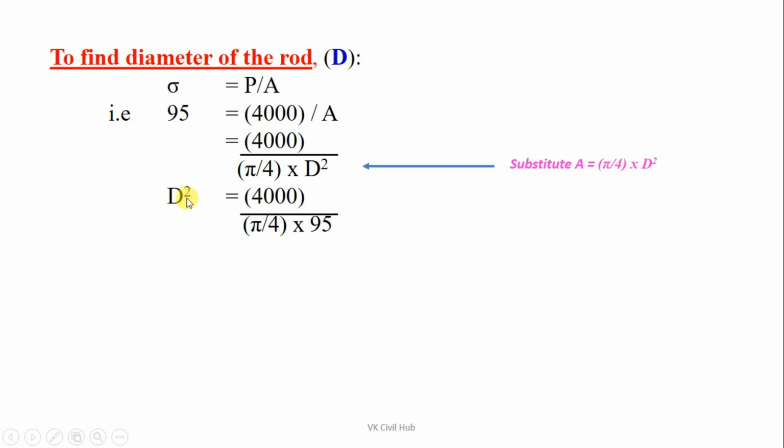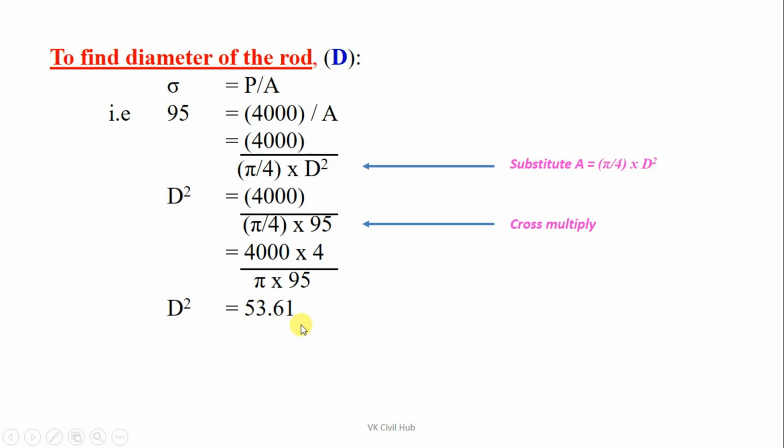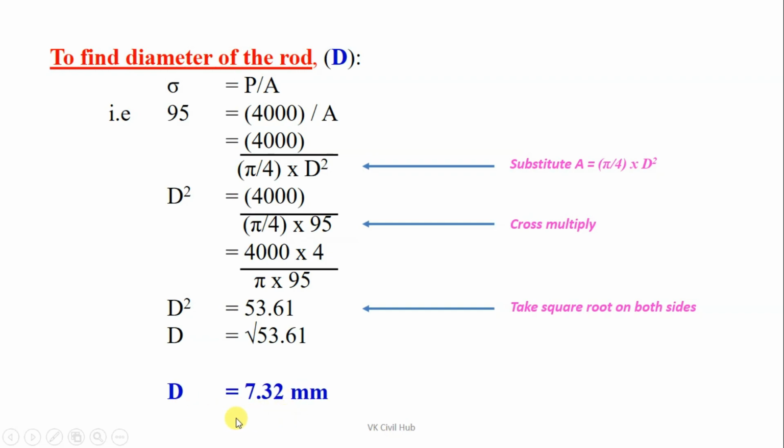We get d square is equal to 4000 divided by pi by 4 into 95. We are taking d square to the other side and bringing the 95 to the denominator. So again it gets 4000 into 4 divided by pi into 95. This pi by 4, no, that 4 goes up to the numerator. So we are getting d square as 53.61. How to find d? Take square root on both the sides. So we get square root of d square as d and square root of 53.61. So d is equal to square root of 53.61, and the answer we are getting is 7.32 mm. This is the final answer for the question.